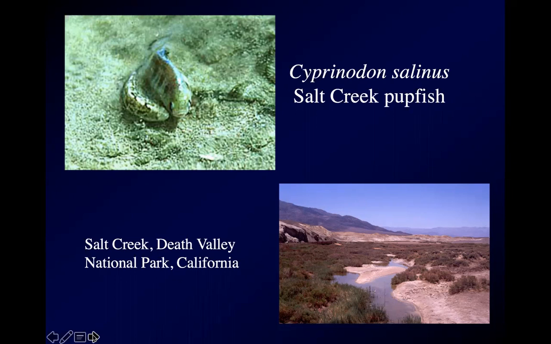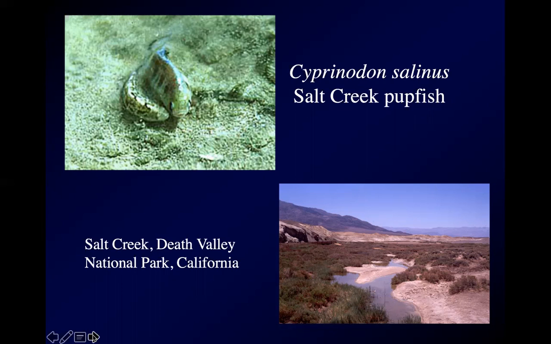Now it's called Salt Creek because the water is salty. It's about as salty as the ocean, whereas the other two places I've shown you, the water is very fresh. Only a few plants can tolerate growing close to salt water like that. One of them is called pickleweed because if you eat it, it tastes like pickles because it's so salty. And what lives in Salt Creek is Cyprinodon salinus, the Salt Creek pupfish.